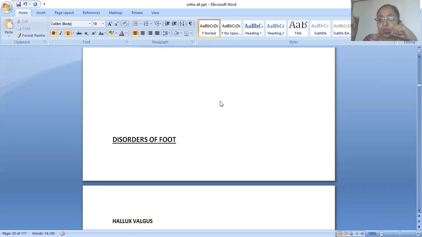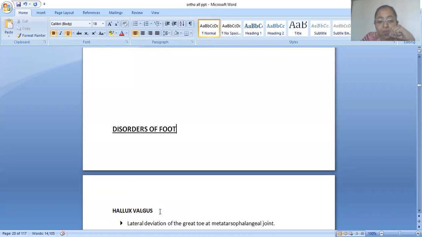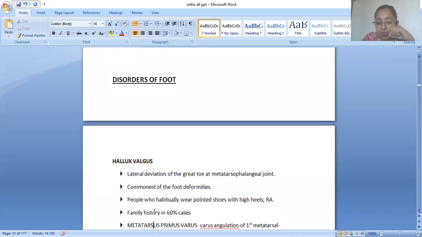Now there are disorders of the foot, or the deformities of the foot. There are so many deformities which have been clinically found around the foot. We are going to discuss a few of them here. So first of all, hallux valgus. The word hallux is for our first metatarsal, the big toe. The lateral deviation of the great toe at the metatarsophalangeal joint is called hallux valgus.